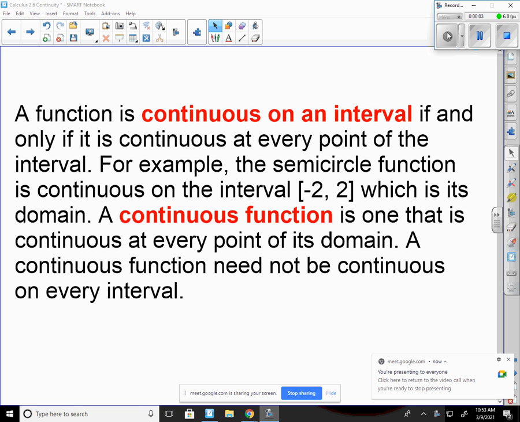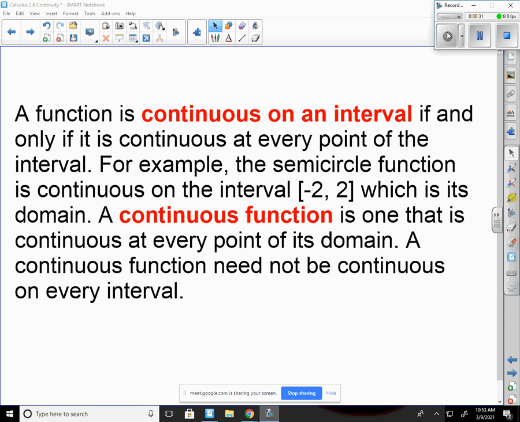Okay, we can say that a function is continuous on an interval if and only if it is continuous at every point on the interval. For example, that semicircle function we looked at was continuous on the interval -2 to 2 with closed brackets. That is its domain, because that's all the places that it's continuous at. A continuous function is one that is continuous at every point of its domain.